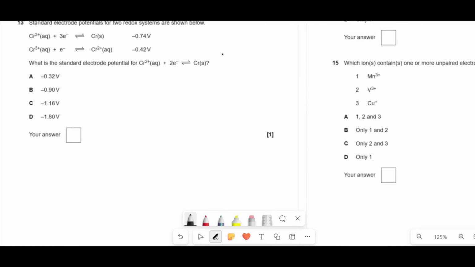Okay, cool. Next, it says standard electrode potentials for two redox systems are shown below. What is the electrode potential for Cr2+ + 2e- gives you this? Be careful, because a lot of people jump in being like, oh, this must be oxidation, this must be reduction, or whatever. So yeah, that way around, right? But sometimes the question runs it in a different way than you would expect. For example, that's more negative, that's more positive.